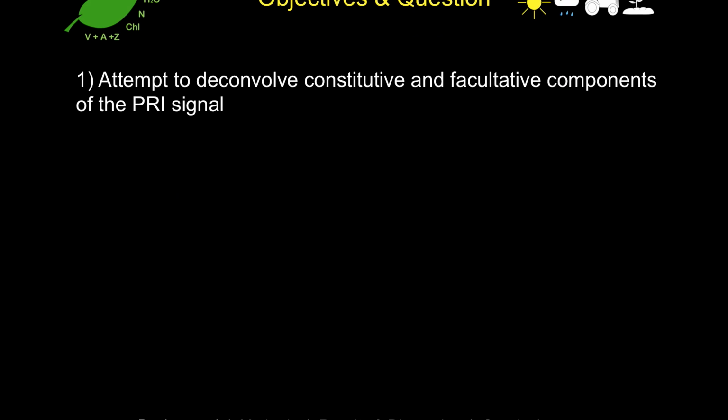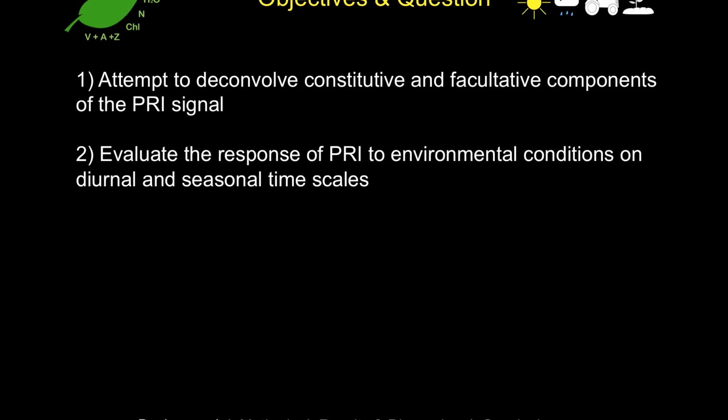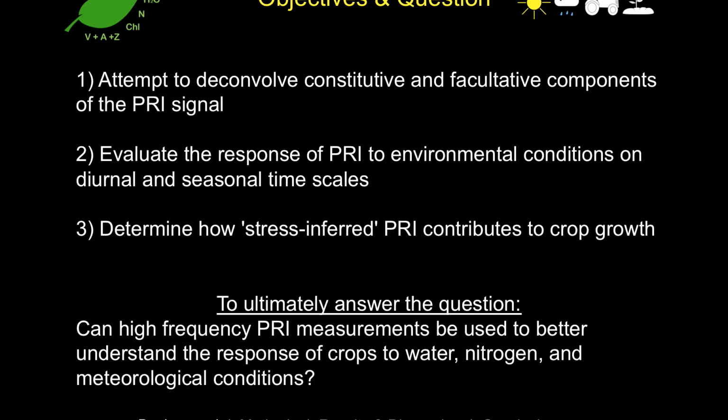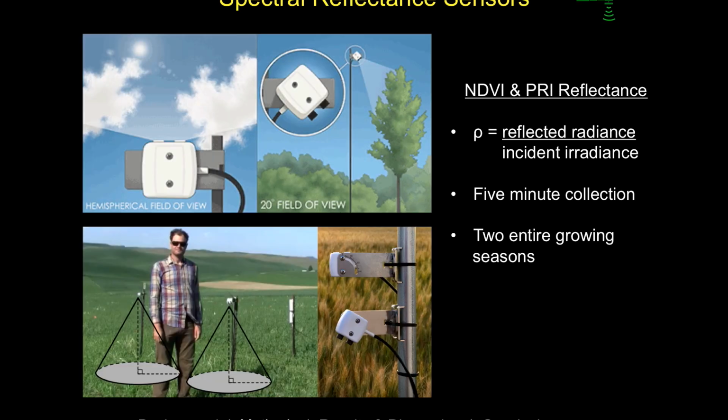So the primary objectives and questions that I was looking at in this research are, first, we want to attempt to deconvolve these constitutive and facultative components of the PRI signal, and we want to evaluate the response of PRI to these environmental conditions on the diurnal and seasonal timescales, and determine how a quote-unquote stress-inferred PRI will contribute to crop growth. And we ultimately want to answer the question, can high-frequency PRI measurements be used to better understand the response of crops to water, nitrogen, and meteorological conditions?